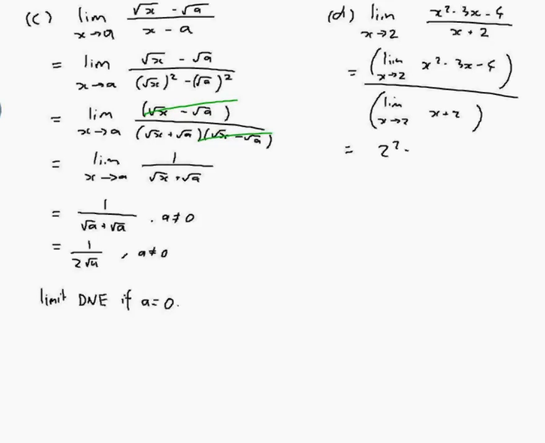So that would be 2 squared minus 3 times 2 minus 4 over 4, which is, what's that, 4 minus 6 minus 4, which would be minus 6 over 4, which is minus 3 on 2. And that's the answer. And I should point out that the reason I was able to do that was because the limit on the top and the bottom both exist.